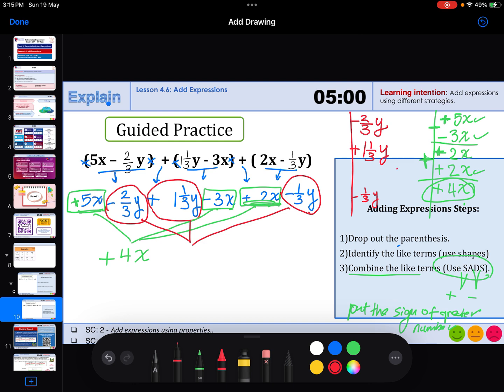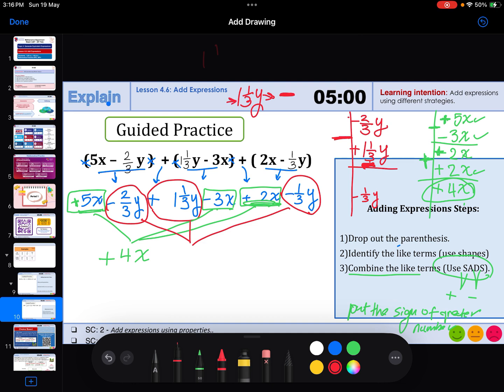Starting with the first two terms, they have different signs, then I need to subtract them. But what I noticed is that one of them is a fraction, one of them is a mixed number. I cannot work with a mixed number until I turn it into an improper fraction. So 1 and 1 over 3 y, I need to rewrite it into an improper fraction. I don't want to see the one next to the fraction.